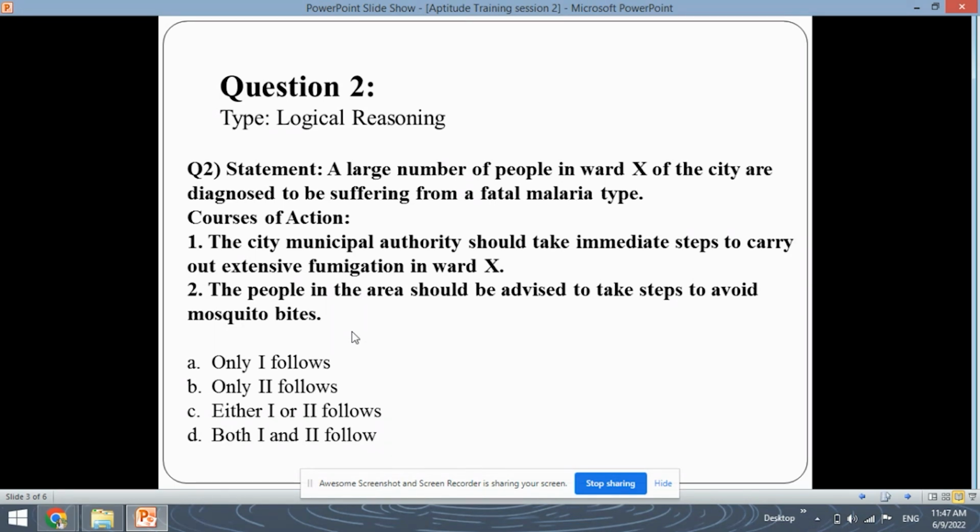So both one and two will follow, in which the city municipal authority will carry out fumigation and the people will also take care of their families and take steps to avoid mosquito bites. So the answer is option D.